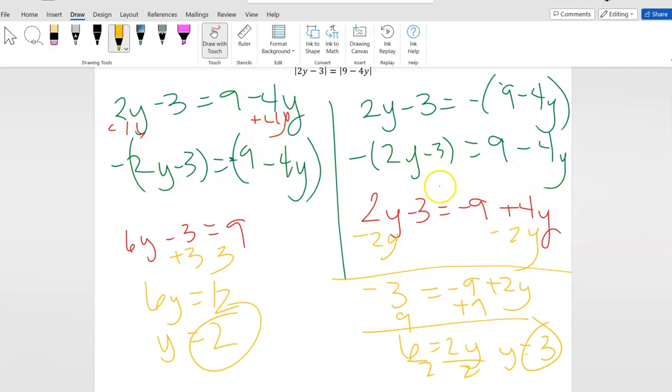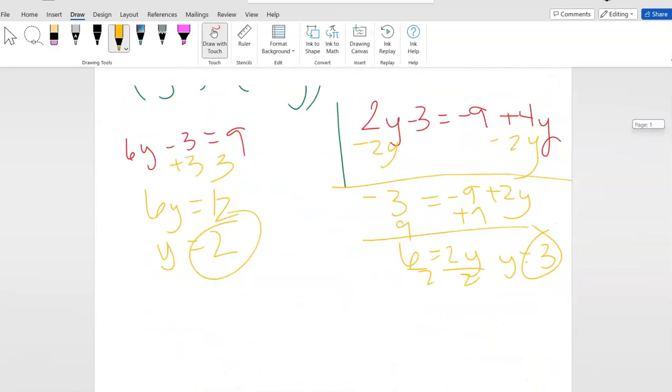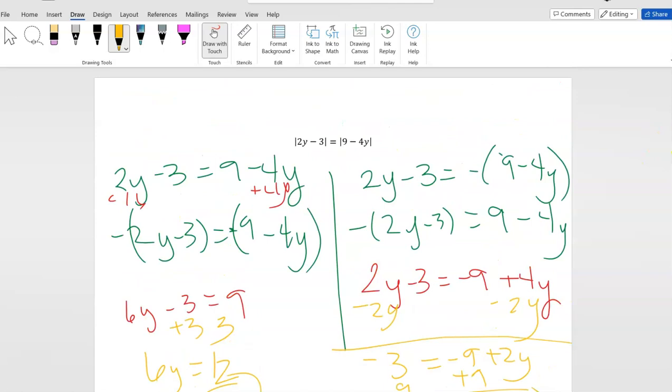But of course, I'm going to go back up and I'm going to check them. So what did I just say? I said I was 2 and 3. So if I put 2 in over here, I would get 4 minus 3, which is 1. The other side, I put a 2 in, I would get 9 minus 8. 1 equals 1. Cool. Now I'm going to try the 3. So then I would get 6 minus 3, which is 3. And then over here, I would get 9 minus 12, which is negative 3. But that's okay because the opposite sign. So I would get absolute value of 3 equals the absolute value of negative 3, which is also true.